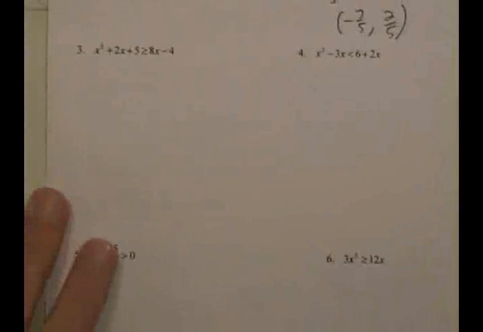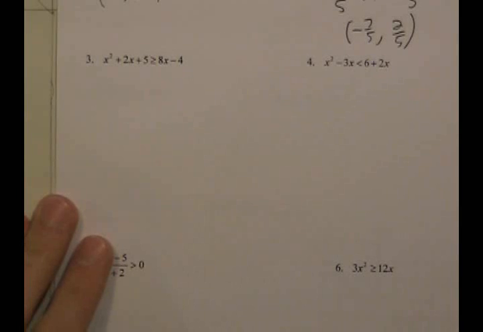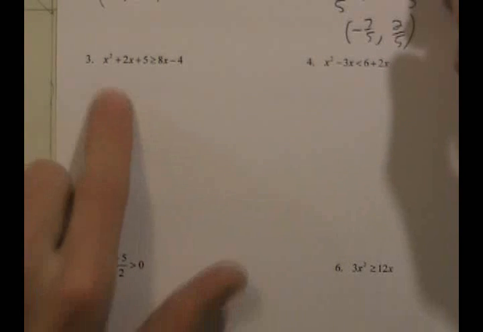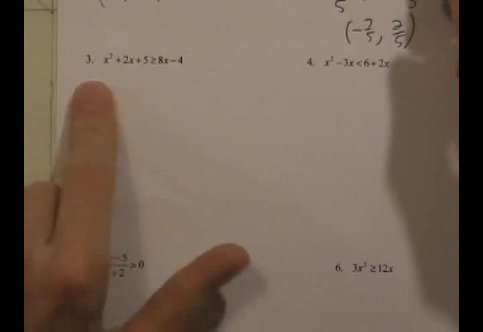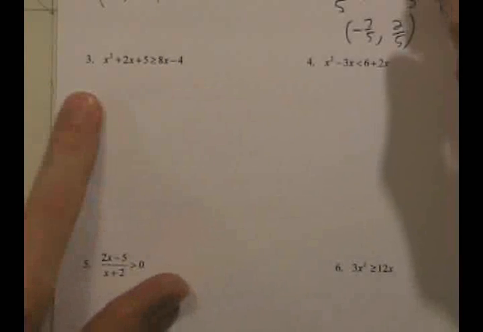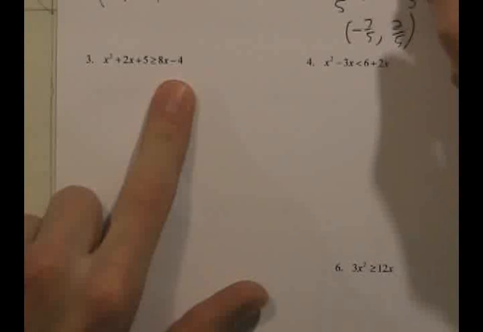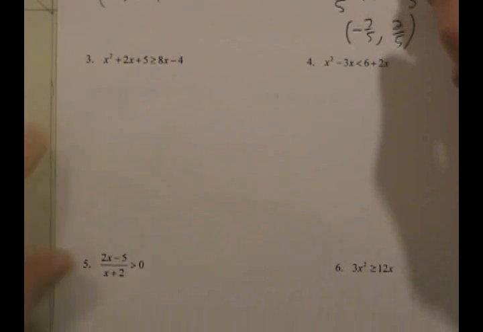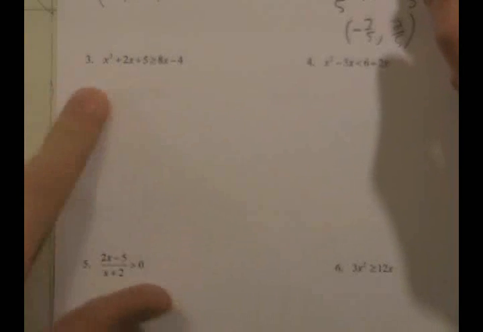Alright, this third one, it says x squared plus 2x plus 5 is greater than or equal to 8x minus 4. With all the quadratic ones, you're always going to want to have everything multiplied out just like this, and bring everything on one side so that there's a 0 on one side of the inequality. And if possible, try to get a positive coefficient by the x squared. So the coefficient's already there.